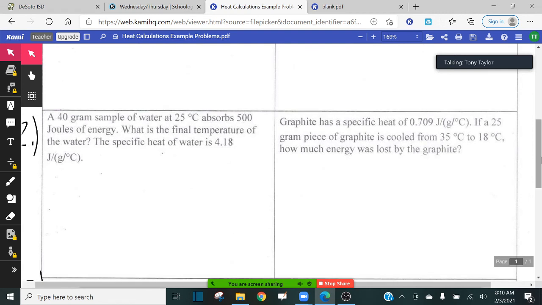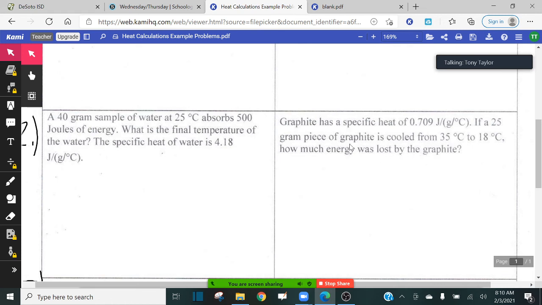Look at number 5. Number 5 says graphite has a specific heat of 0.709. If a 25-gram piece of graphite is cooled from 35 degrees Celsius to 18 degrees Celsius, how much energy was lost by the graphite?